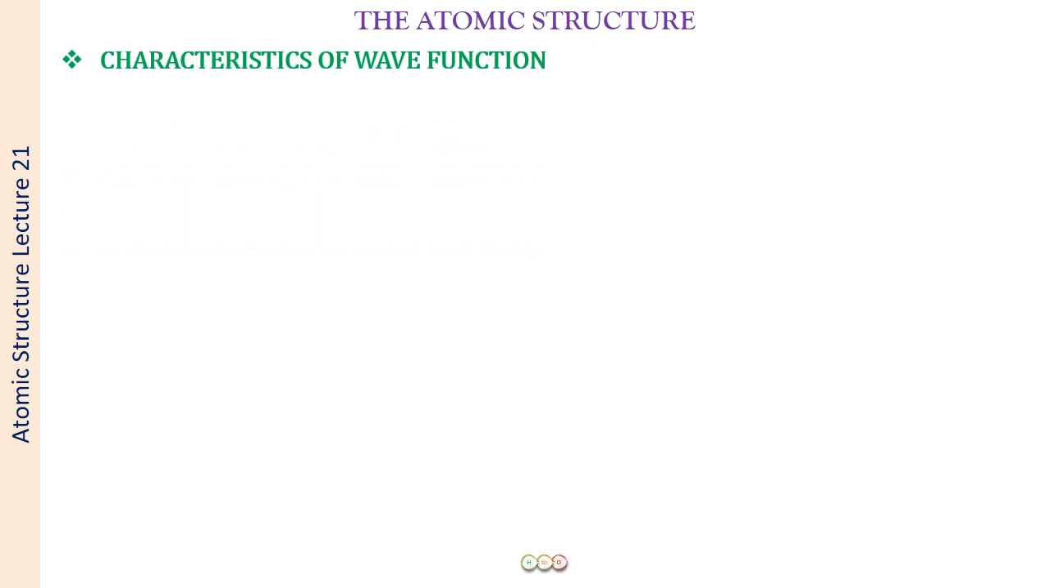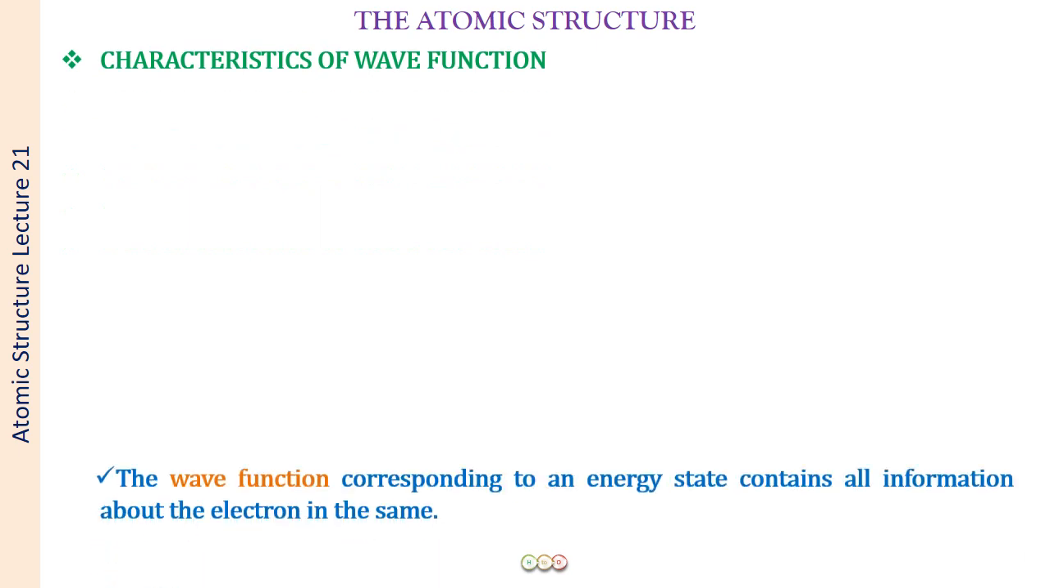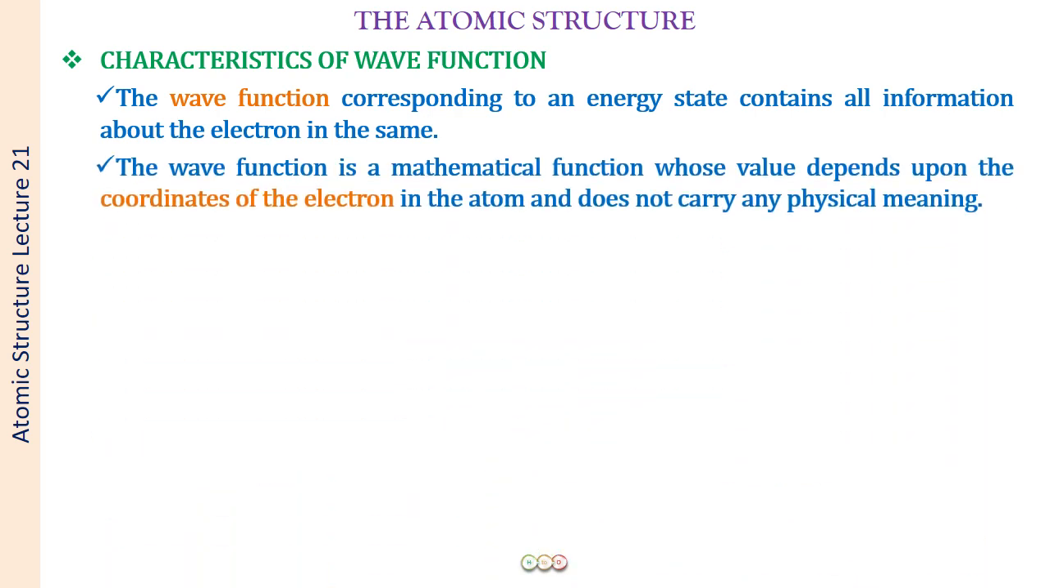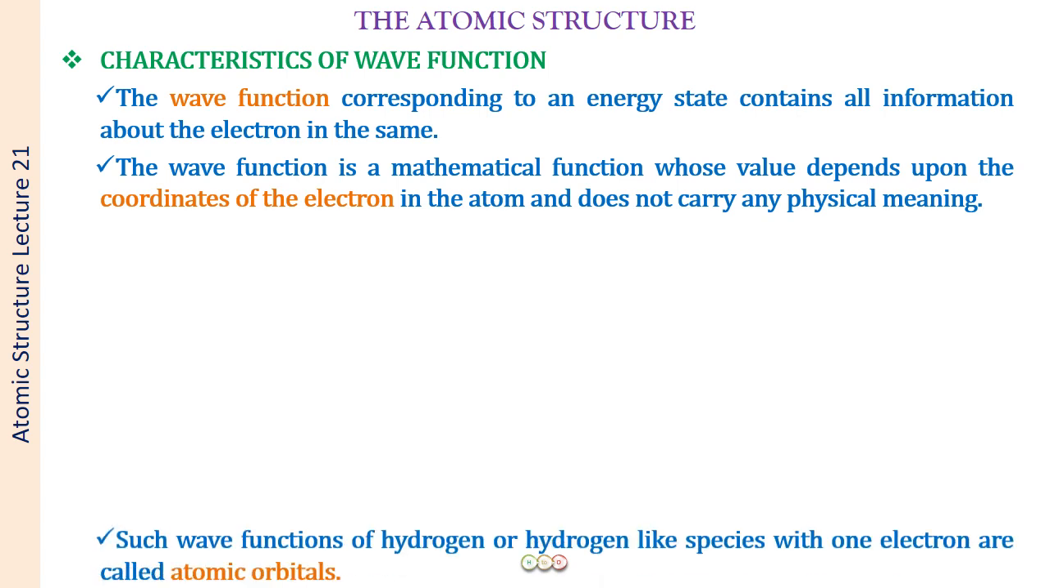So the characteristics of the wave function, which are very important, is that the wave function psi corresponds to an energy state and contains all information about the electron in the atom. The wave function is a mathematical function whose value depends upon the coordinates of the electron in an atom and does not carry any physical meaning. That is why the wave equation that you were seeing had all the coordinates x, y and z, because that is giving us the coordinates of the electron.